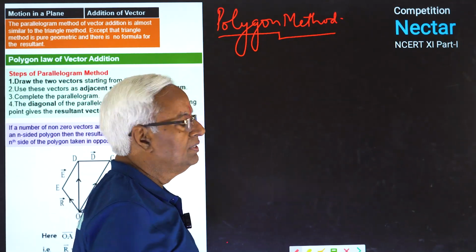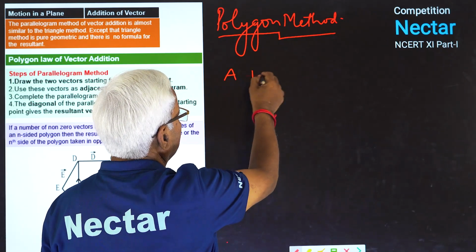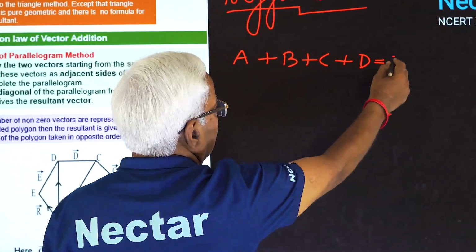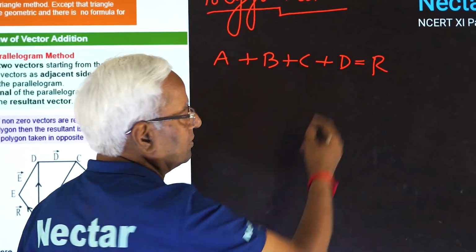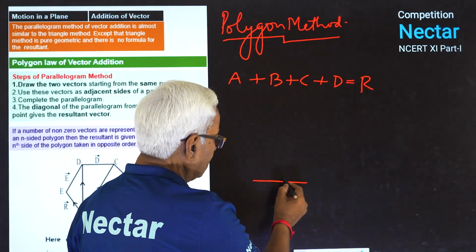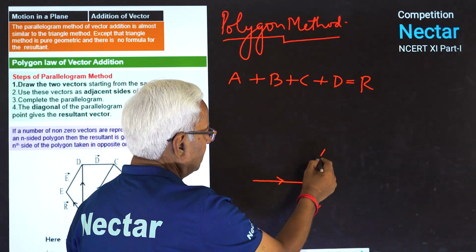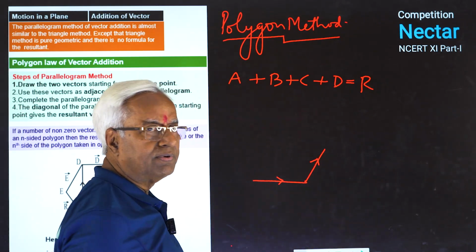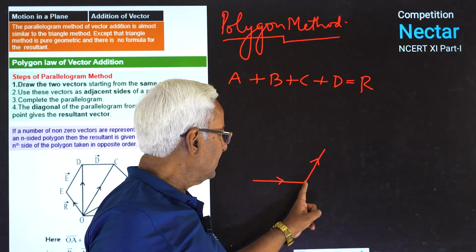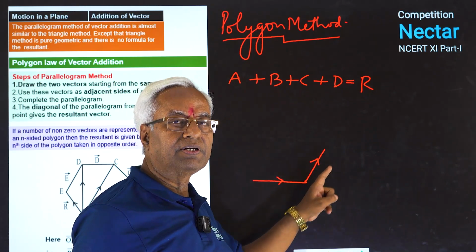What is this method? You have many vectors A, B, C, D. You have to add them together. Suppose this is equal to R. Then what you'll do is go on drawing each vector one by one. When I say one by one, it simply means that when you finish one vector, start from the end point, the initial point of the next one.